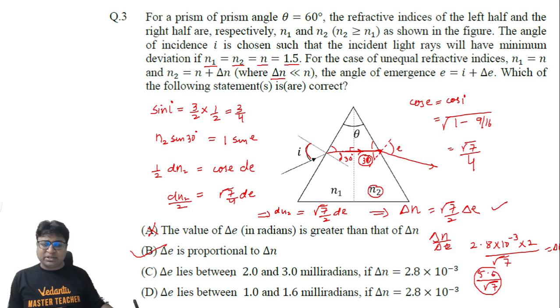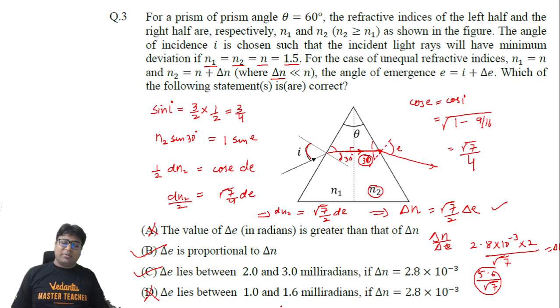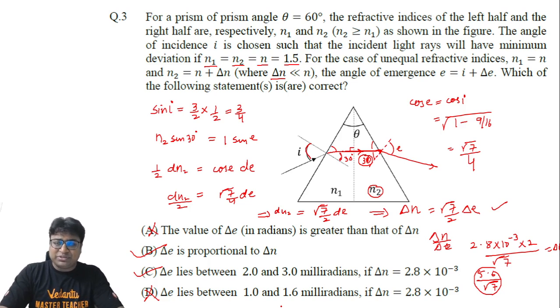So yeah, in that case, I guess C option is also correct, and D option becomes incorrect because this is more than 2. So from among the four options, B and C are correct. All right. Again, a good question. I hope you like the solution. I'll see you in the next question. Take care, guys.